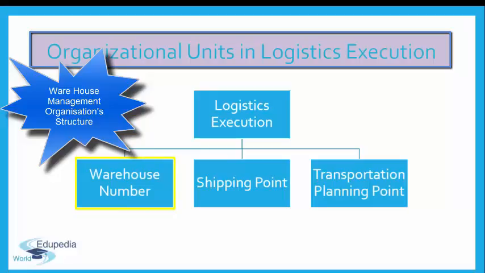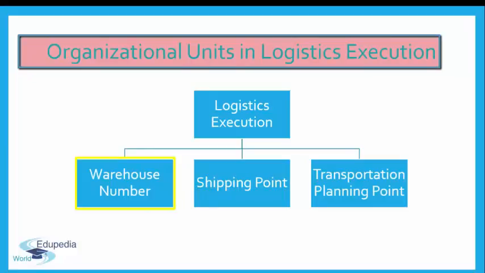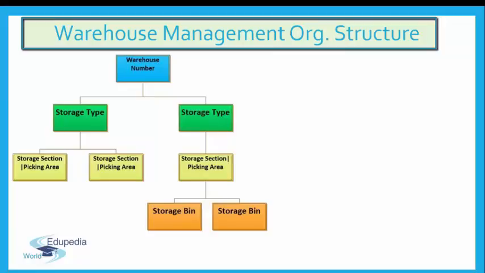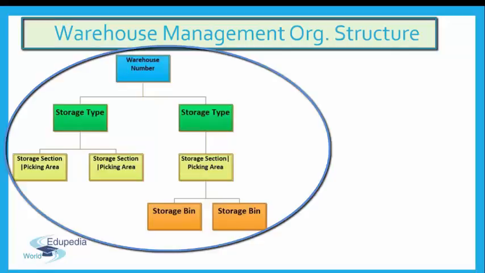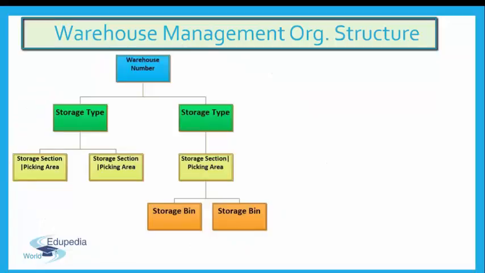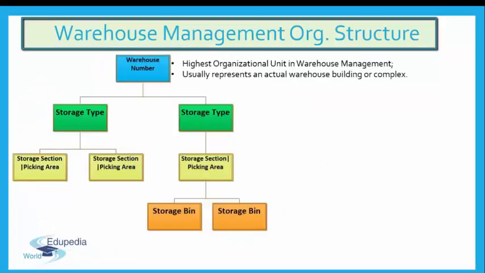So we're just going to start by expanding this structure, looking at the organizational units that fall underneath the warehouse number. So the warehouse number, as we said in the last session, is the highest organizational unit in warehouse management, and it represents a warehouse complex, a warehouse building, the actual physical warehouse that an organization is managing using the SAP warehouse management solution. So that's the warehouse number right at the top of the structure. That's where it sits, and it represents a physical warehouse building, or a warehouse complex, if you will.